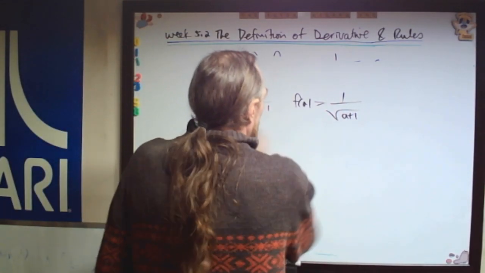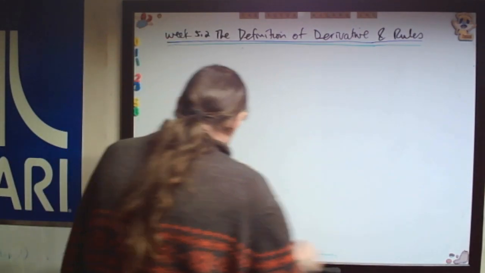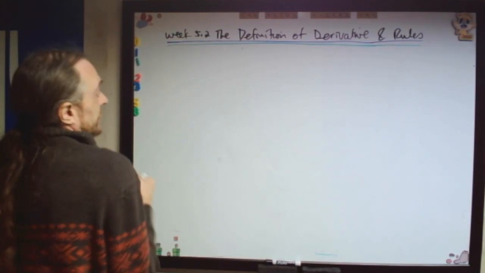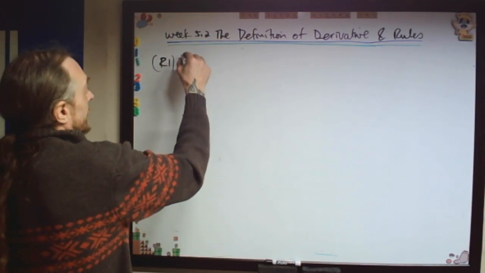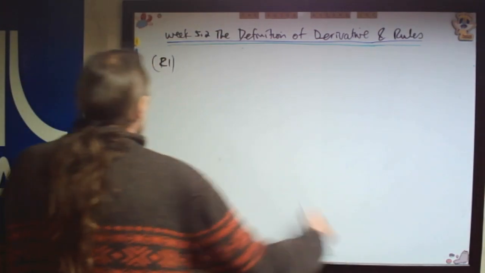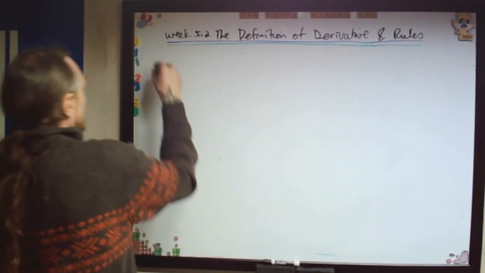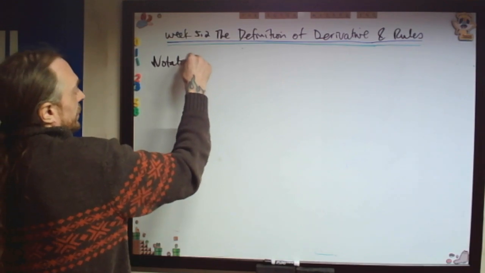The first couple rules are just the obvious things that they want you to have. Let's just do rule 1, R1, we'll call it. Also, let's do notation first of all. Notation.